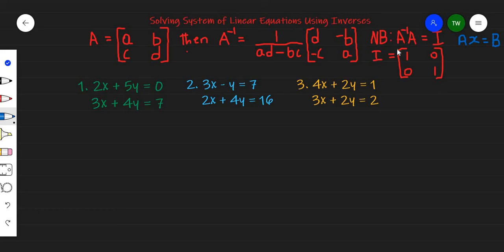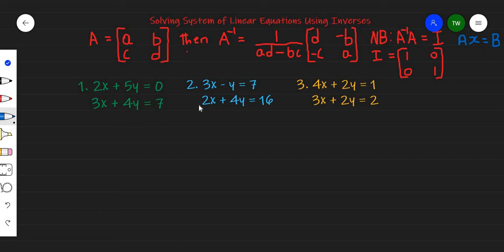Also you must bear in mind that I is equal to the identity matrix, which is [1, 0; 0, 1]. Now remember that the identity matrix functions just like the number 1. For example, if you multiply 1 times anything, it gives you back itself, right? So that's the function of the identity matrix here. Now, in order to solve a simultaneous equation, we must always write the given system of equations in the form AX equal B, right?